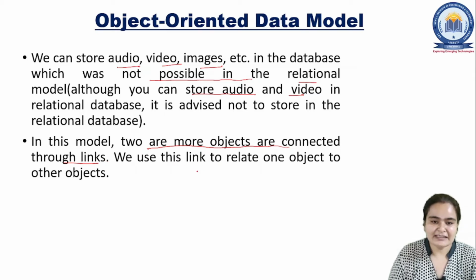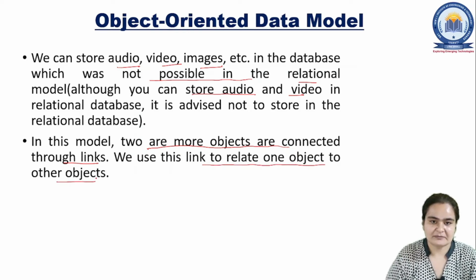As we have seen in the network data model as well, they are connected via some links, and in the hierarchical data model it also happens, but they follow a hierarchy from top to bottom. But this is not the case in the object-oriented data model. We just have interconnections through links, and we use these links to relate one object to other objects.